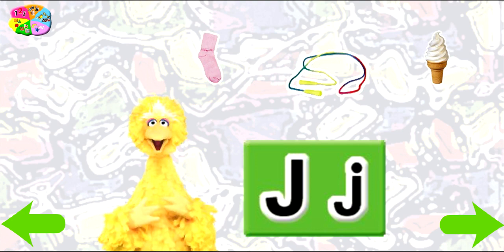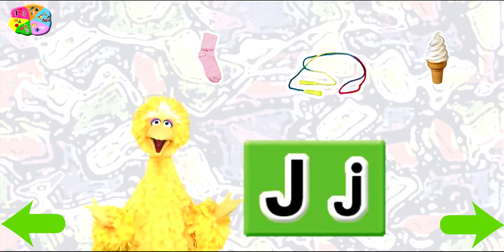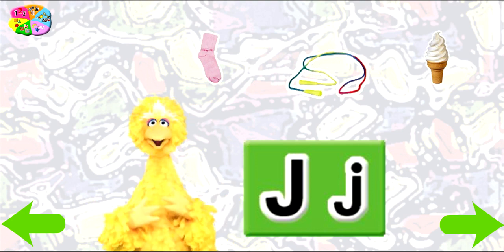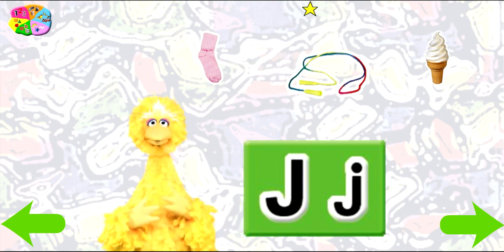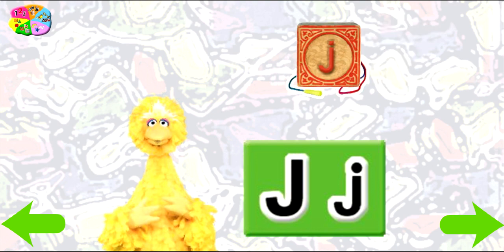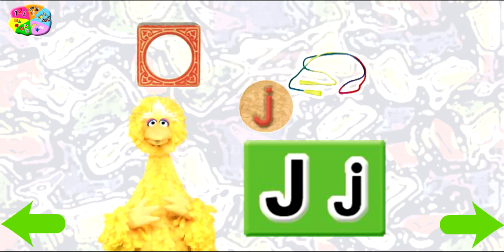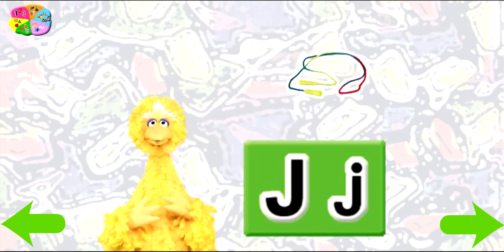Okay, this time, find the thing that starts with the letter J. That makes the sound J. Jump rope. J. J. Jump rope. Very, very good.